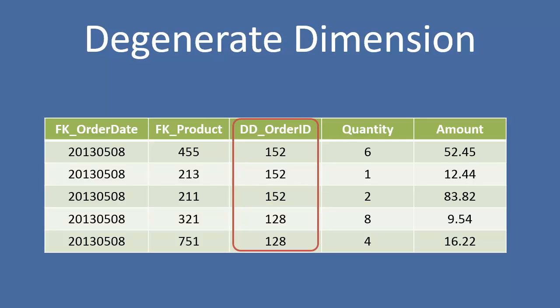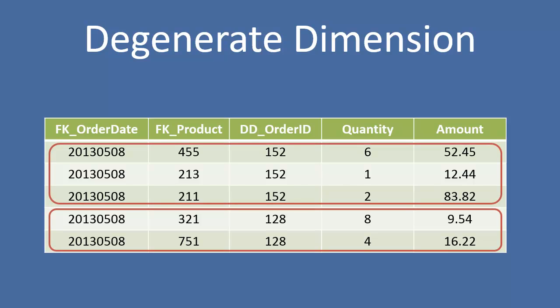So this degenerate dimension is here because it's going to allow us to group our facts by order ID. So each of the line items that are associated with an order can be grouped together, but there are no other attributes of that order. So for example, here we have two orders, 152 and 128. We can see how we can easily use this information to group our amounts or quantities up by order.